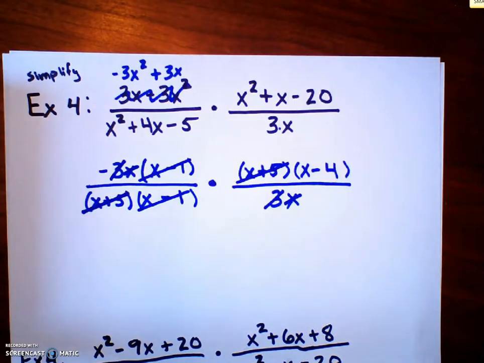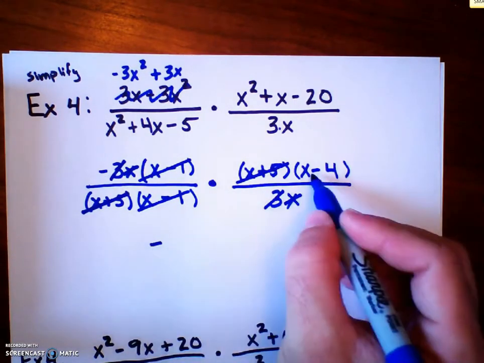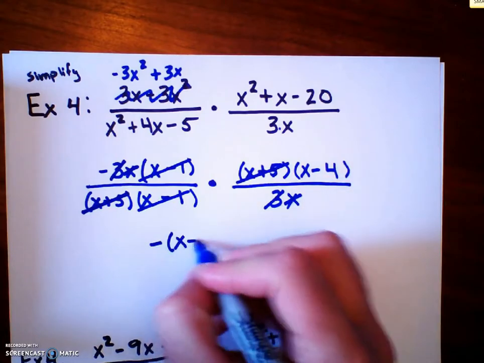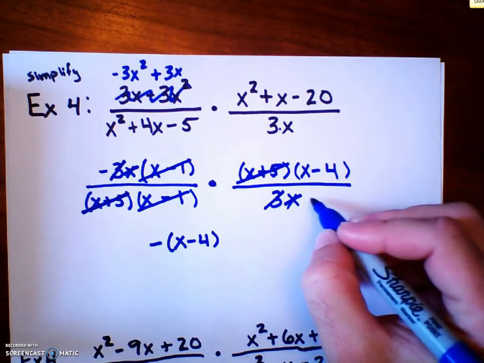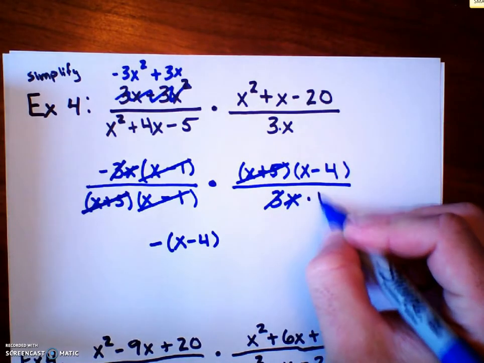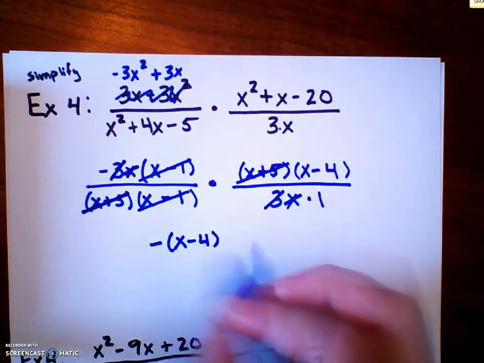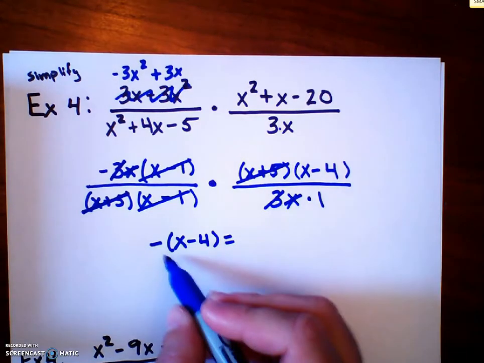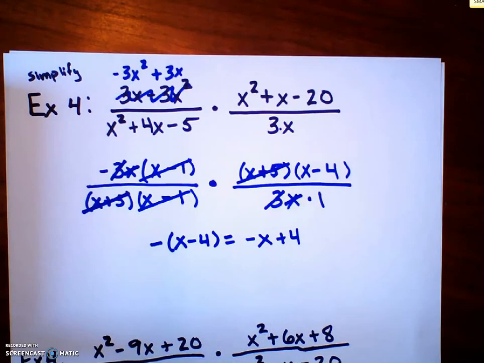So the only thing you have left over is a negative on top and an x minus 4 on top. There's nothing left on the bottom except, if you think about it, there's really a times 1. You can put that with anything. So it's really over 1, but we don't need to put that. So my final answer can be written as this, or you can go ahead and distribute that negative through to get negative x plus 4.